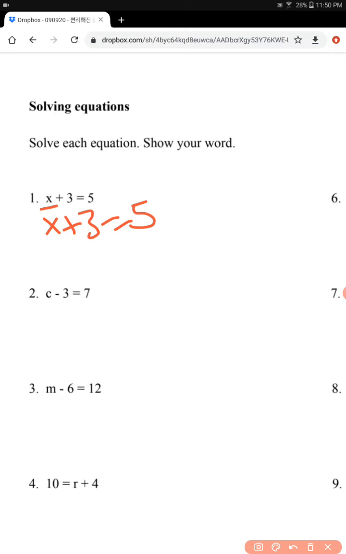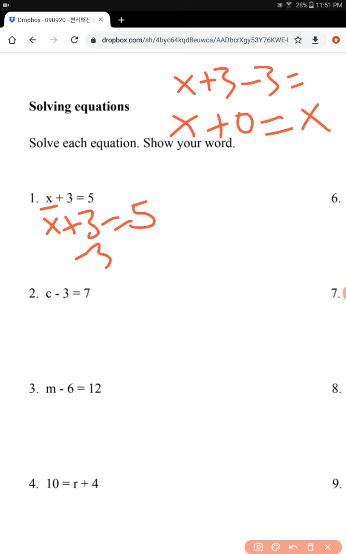But right now, x is being added by 3. So we have to do the opposite of that, so they cancel out. So the opposite of adding 3 would be subtracting 3. And what that does is x plus 3, and then we subtract 3. That's basically x plus 0, since 3 minus 3 equals 0, they cancel out. And then x plus 0 is just x. So we got x by itself.